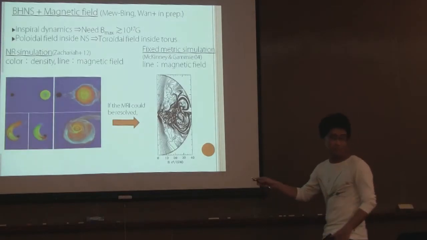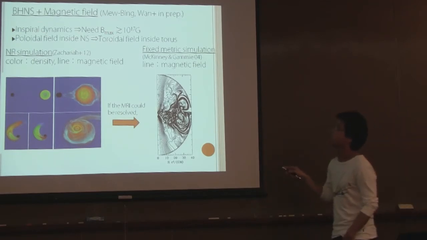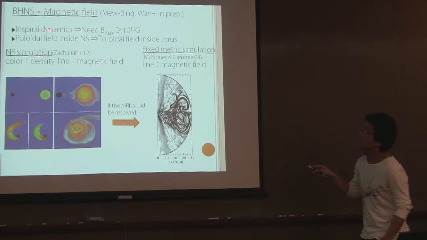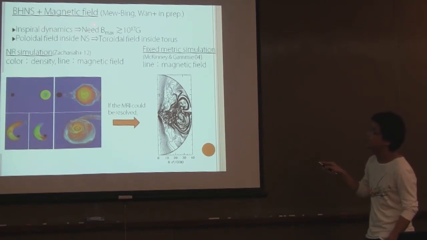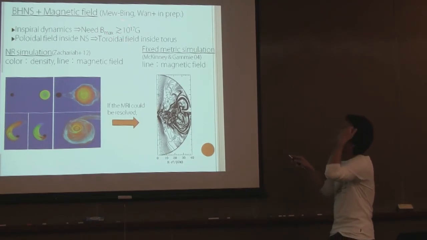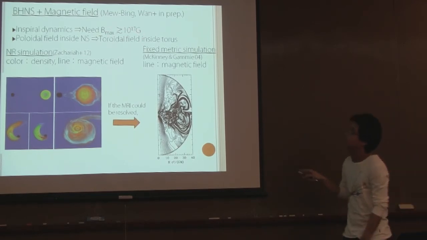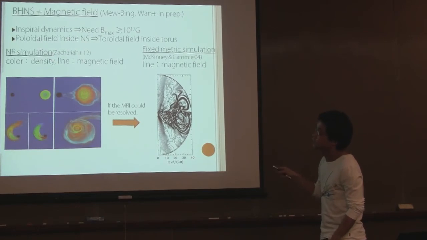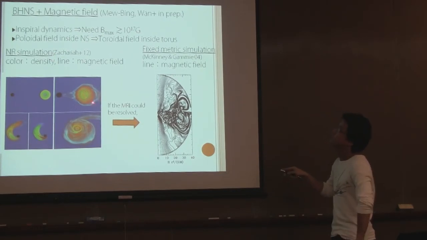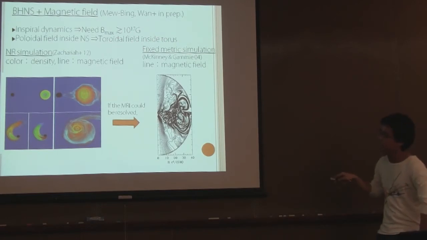Final topic is a black hole and a neutron star with magnetic field. Numerical simulations done so far suggested that inspiral dynamics will be modified if you assume a magnetic field greater than 10^17 Gauss, which is somewhat unrealistic. The other point is that starting simulations in which the magnetic field is confined inside the neutron star results in a toroidal magnetic field inside the accretion disk, which is formed by the tidal disruption.